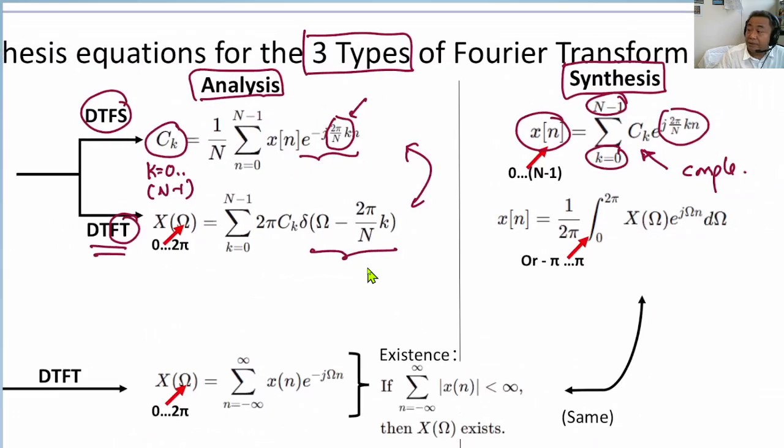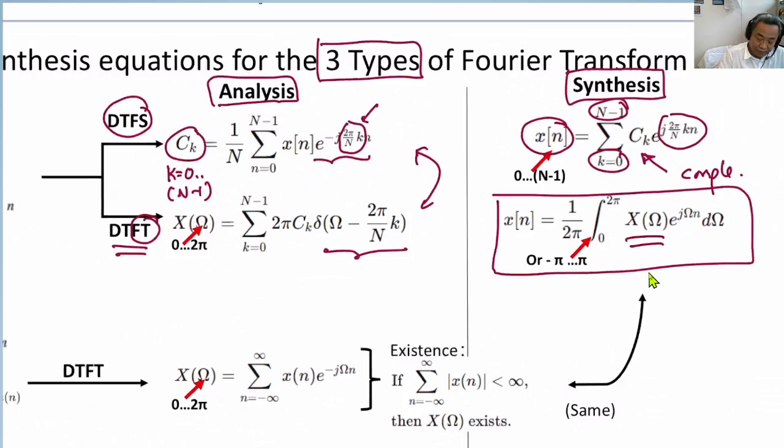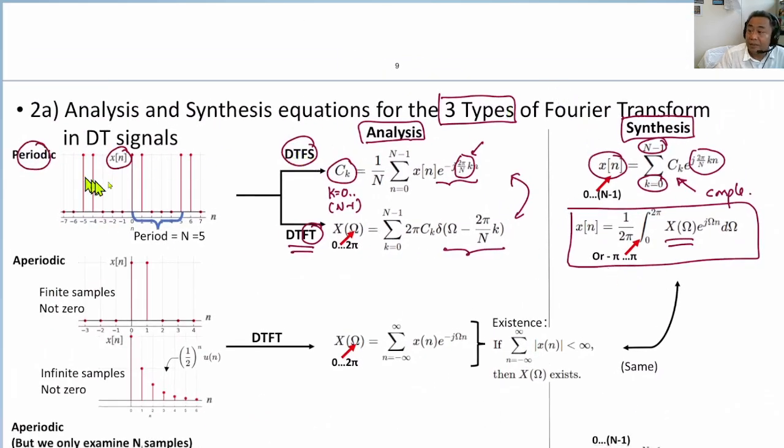And the synthesis equation means that if we have x of omega, how do we construct back xn? This is the equation. So these are the two equations that you can use for the Fourier transform of a periodic discrete time signal.